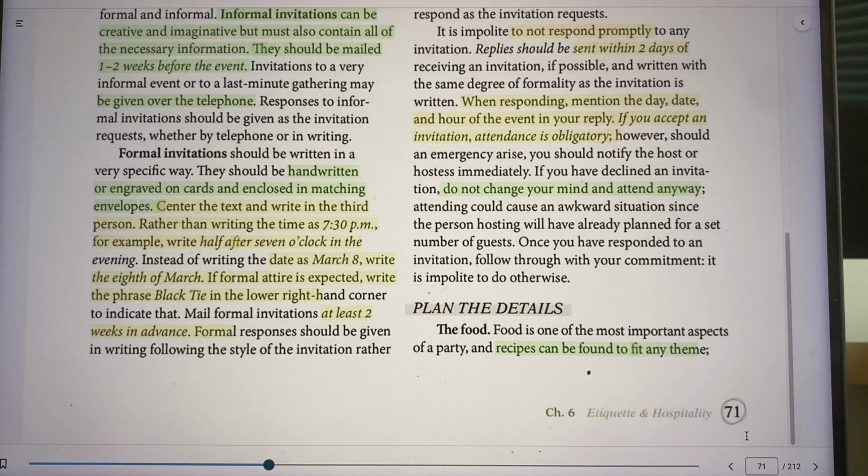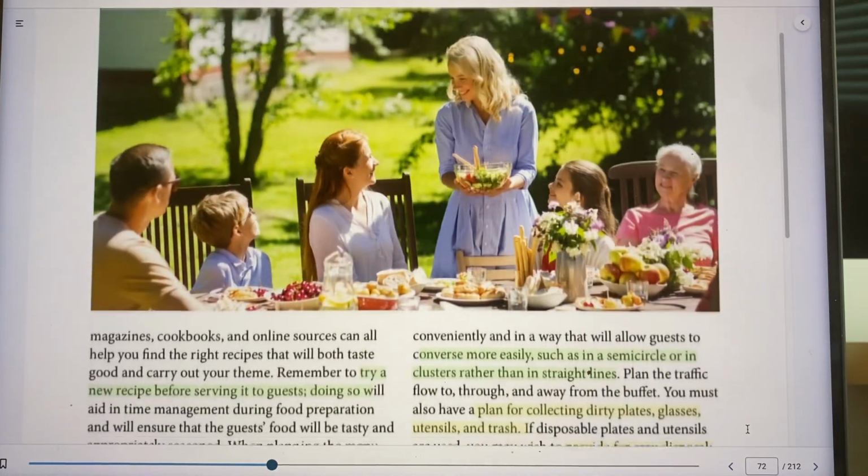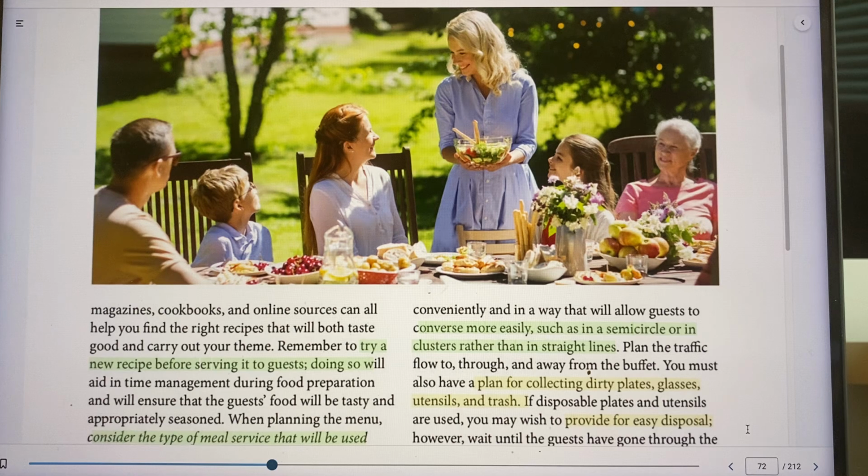Now, planning the details: the food. The food is the most important part of the party, really. Recipes can be found to fit any theme you want. Here's a nice theme here. In magazines, cookbooks, and online, you can find great recipes. But remember to try the recipe first, just in case it doesn't turn out as good as you thought. If you're going to have a big party and make a lot of food of a certain kind, you need to try that recipe to make sure it is as good as you think it would be.